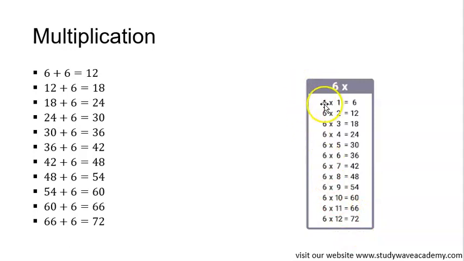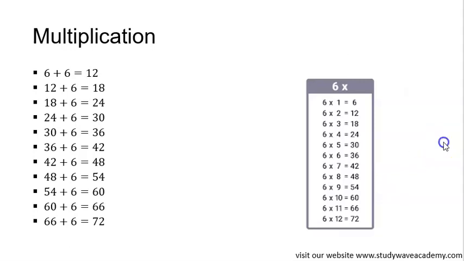Okay? This is 6 times table. 6 times 1, 6. 6 times 2, 12. 6 times 3, 18. 6 times 4, 24. 6 times 5, 30. 6 times 6, 36. 6 times 7, 42. 6 times 8, 48. 6 times 9, 54. 6 times 10, 60. 6 times 11, 66. 6 times 12, 72. It keeps on going, okay? 6 times 13 is 78. Do you understand? It keeps on going.